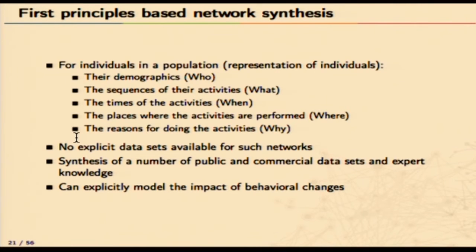We use a first principles based method for constructing human population and mobility. Our goal is to figure out all of these characteristics for the population: who's in that population, what kinds of activities they do, when they do them. These are activity sequences, where they do them, and what the characteristics of that activity are. You can imagine you cannot get such data sets, except maybe if you're the NSA, or yesterday we heard Facebook. But all of us need to make models.